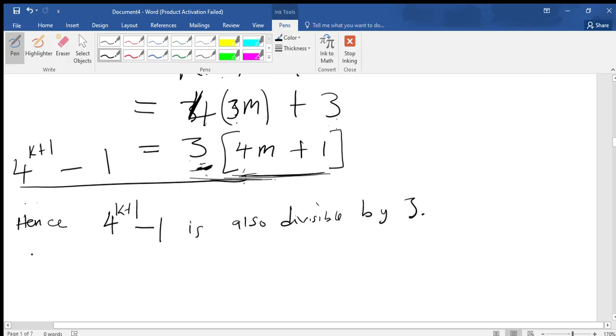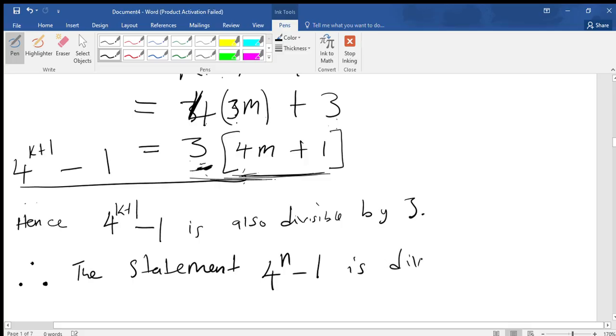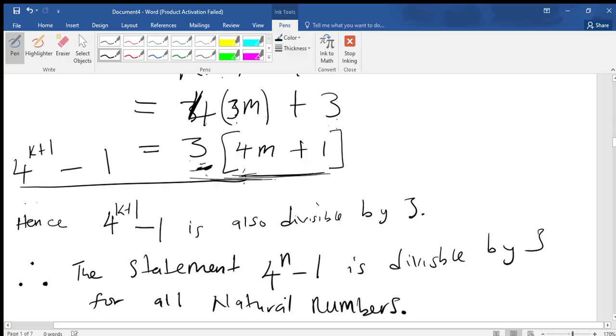Therefore, the statement 4 power n minus 1 is divisible by 3 for all natural numbers, or for all positive integers n, and you are done.